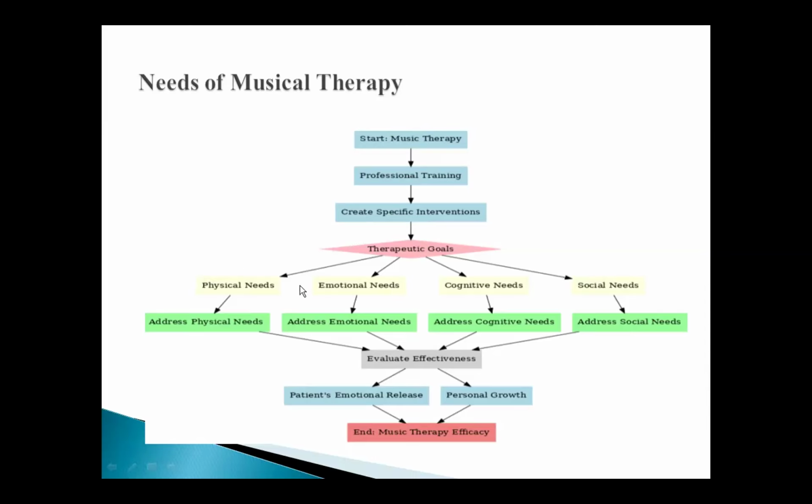Physical needs involve pain reduction and relaxation. Emotional needs come under stress relief, mood regulation, and emotional relaxation. Cognitive needs focus on attention and memory, and social needs emphasize communication and social interactions. After applying music therapy using these therapeutic goals, we need to evaluate the effectiveness. We can see the patient's emotional release and personal growth, along with seeking security, as well as improvement in emotional well-being and self-awareness.